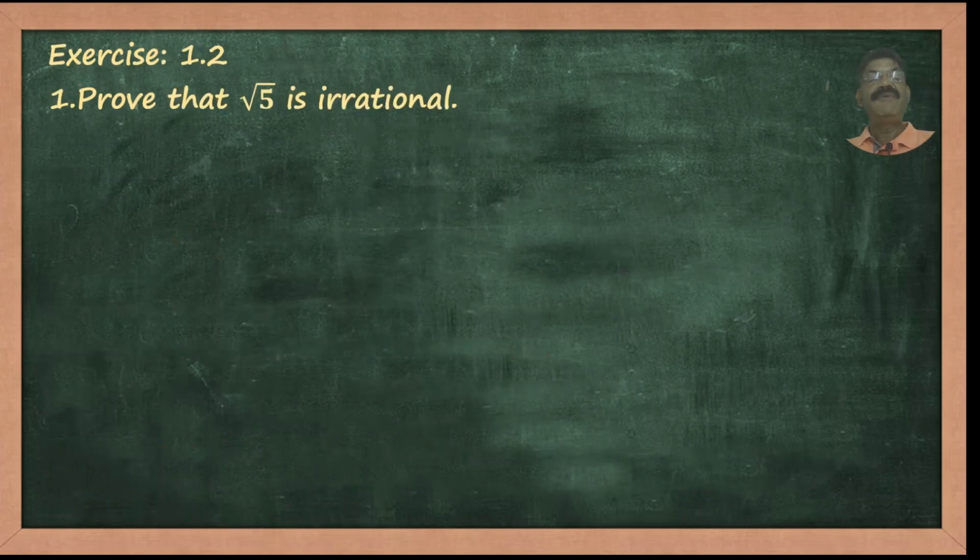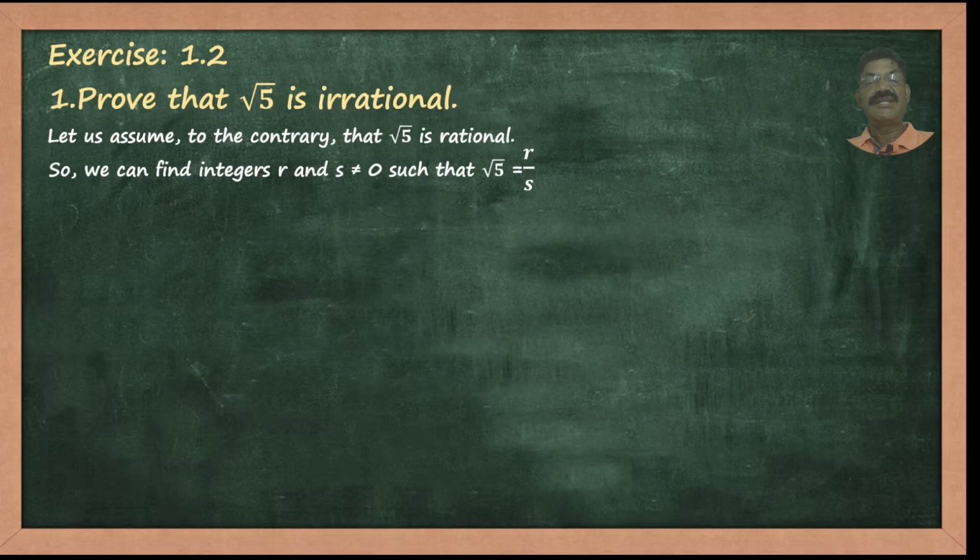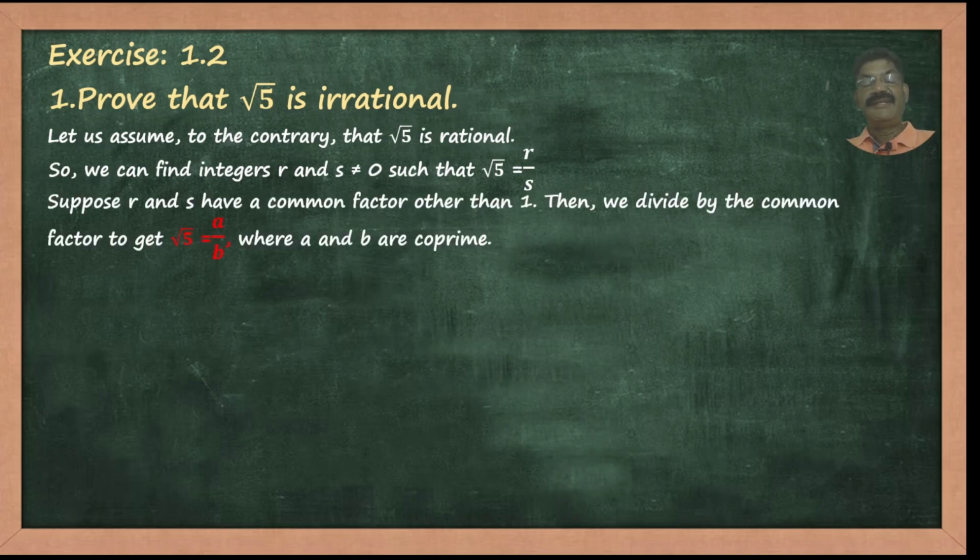In the same way, you can prove that root 5 is irrational. Same logic. You assume root 5 is rational. You take r and s such that s is not equal to 0, so that root 5 is equal to r by s. If there is any common factor, you cut it out and reduce it to a by b. Therefore, root 5 is equal to a by b.